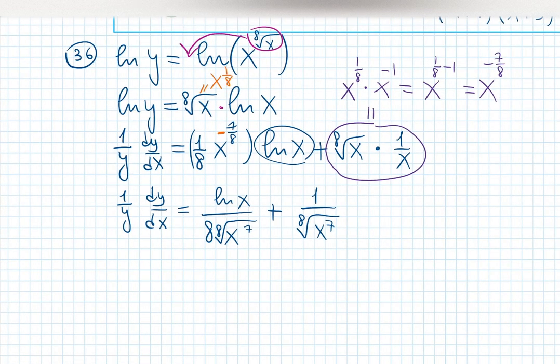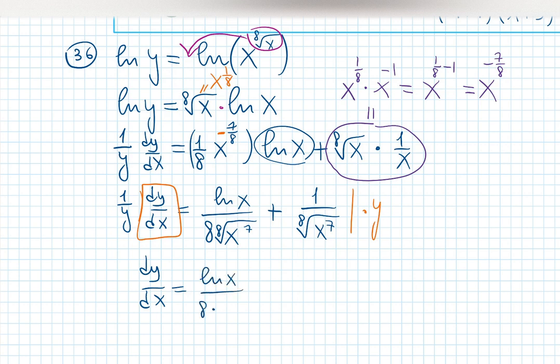Is this the answer? Almost. We just need to isolate this dy over dx piece. To do that, multiply both sides by y and immediately substitute y. Y is given at the beginning. dy over dx equals natural log of x all over 8 times 8th root x to the 7, plus 1 over 8th root x to the 7, huge brackets, times y. What is my y? My y is x to the 8th root of x. That's my y, and this is the answer.